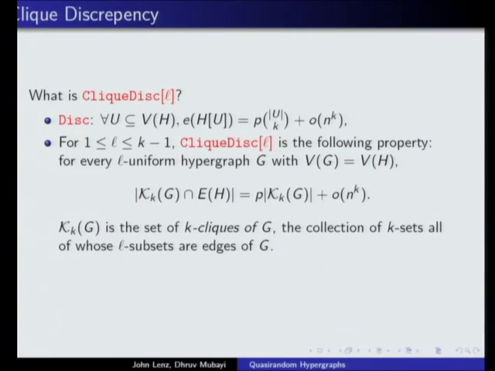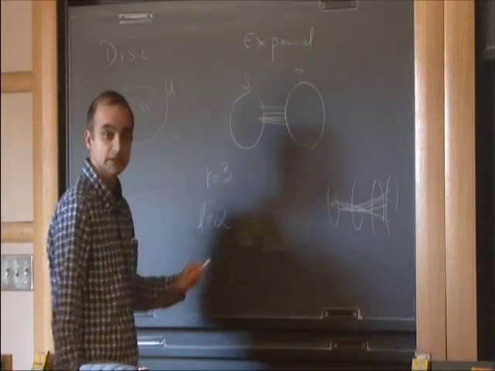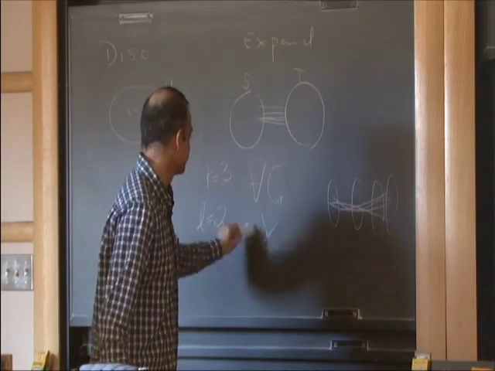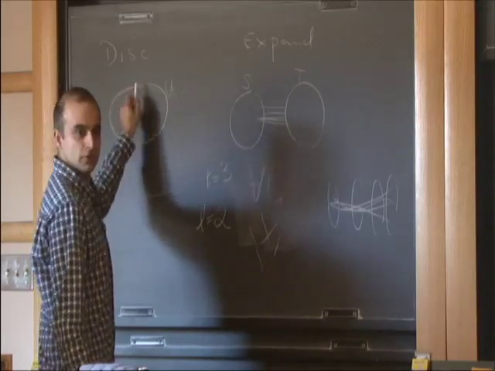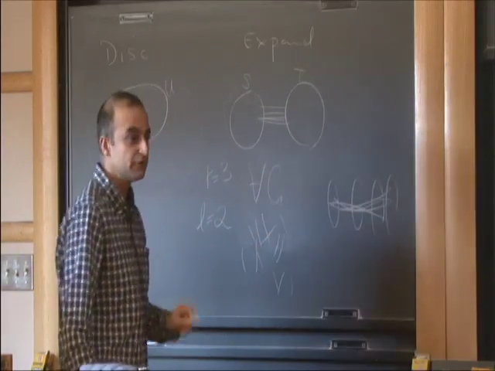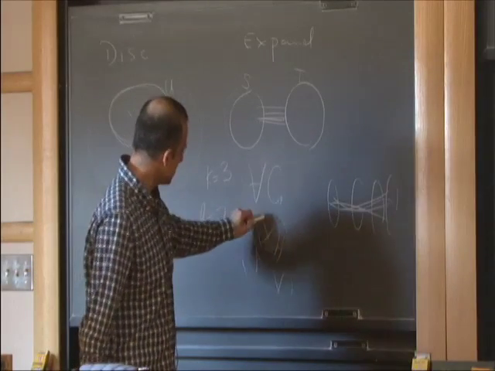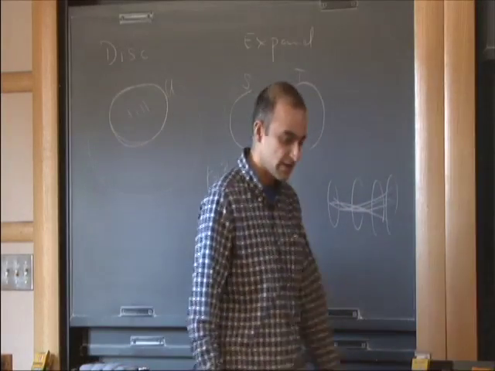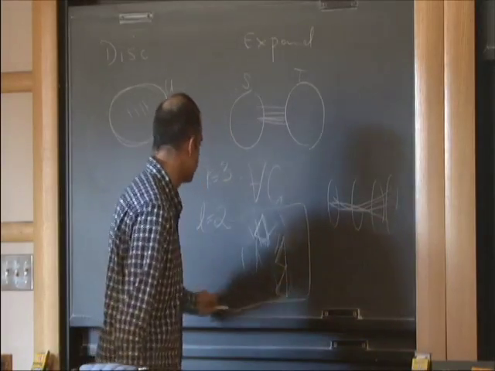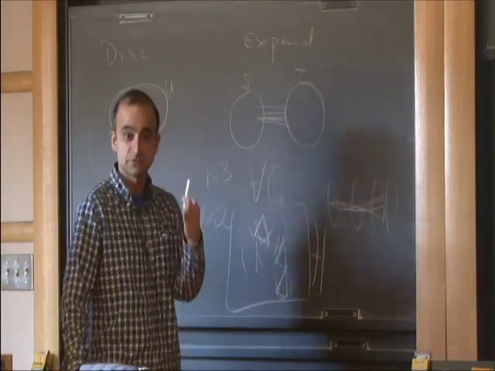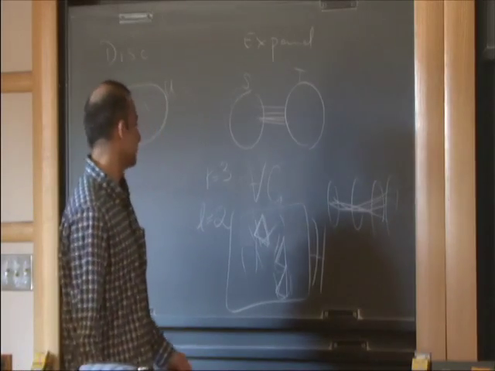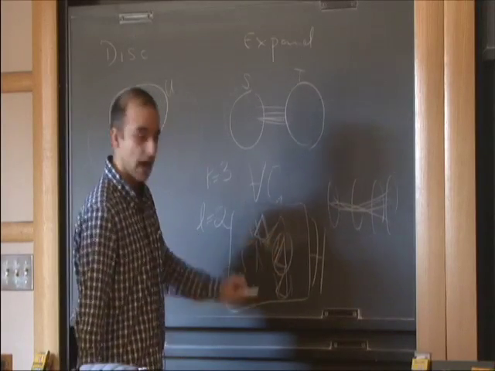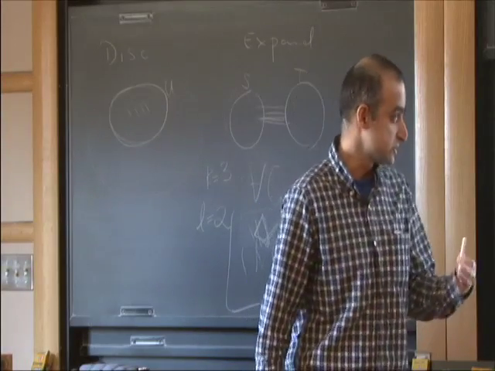So k equals 3, L equals 2. What is clique disk 2 for 3-uniform hypergraphs? It says for every graph, pick your favorite graph. Here I picked a set U, here I'm going to pick a graph. For every graph, I have to look at something. What I look at is how many triangles do I have? I look at how many triangles I have, and I ask how many of these are hyperedges. Remember, I have a hypergraph here, and I'm trying to tell you if it satisfies clique disk 2. And it satisfies clique disk 2 if for every graph G, if you look at how many triangles there are in G and how many of those are hyperedges, the number of those that are hyperedges is p times the number of triangles.